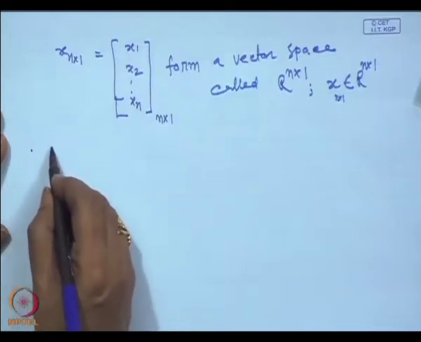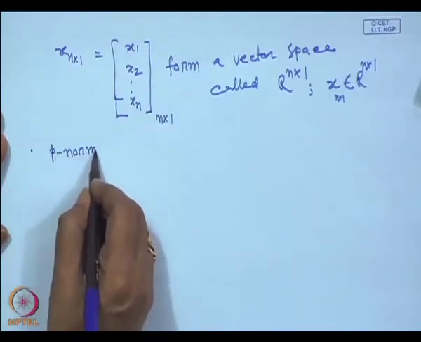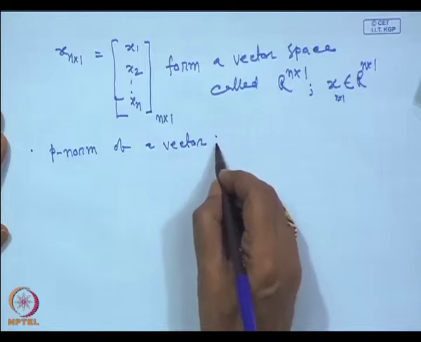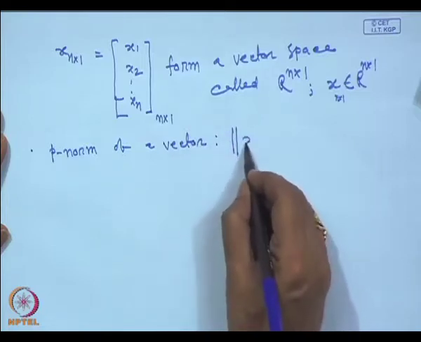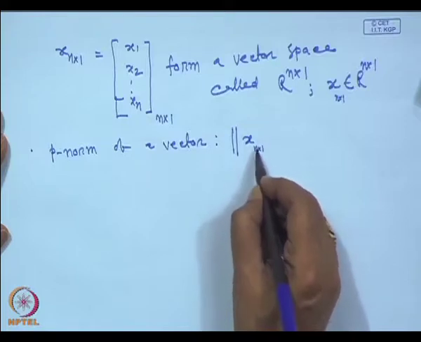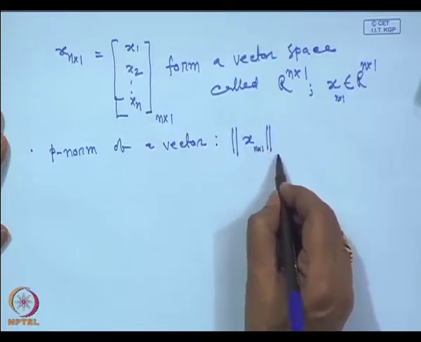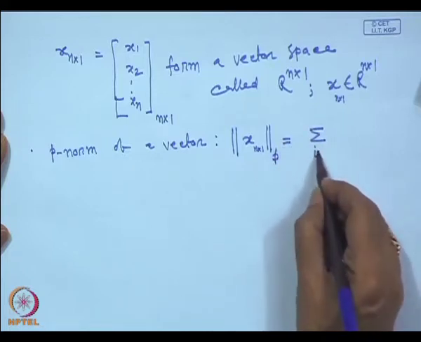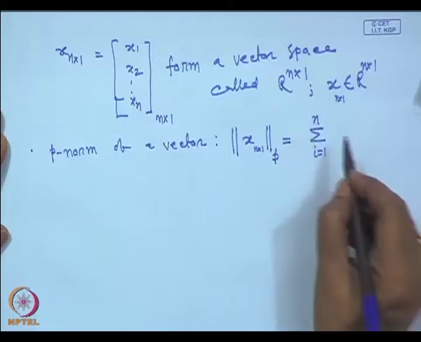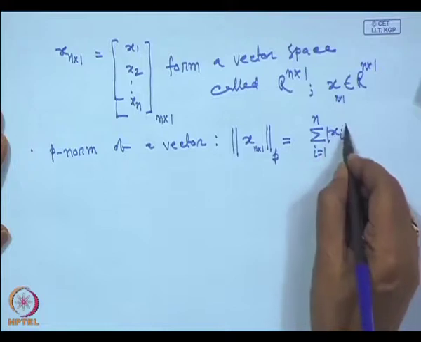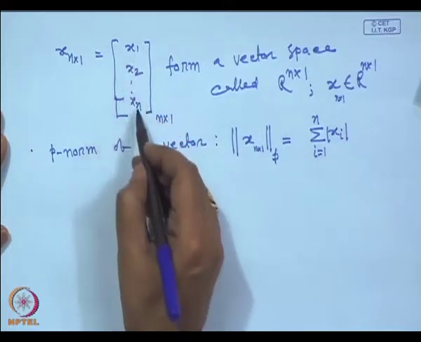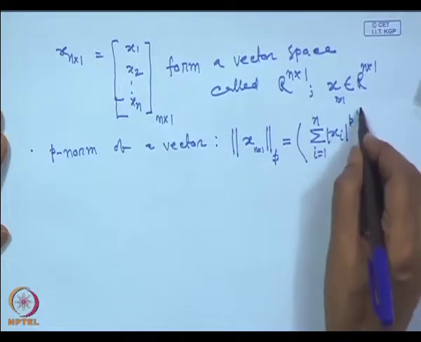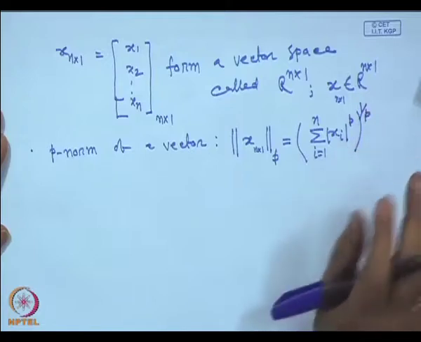So, the definition of the P norm of a vector x, which has n elements, is denoted by double lines with p as a subscript. It is defined as the summation of i equal to 1 to n of the absolute value of each element x 1, x 2, up to x n, raised to the power of p, and the whole thing to the power of 1 by p. So, this is called the P norm of a vector.